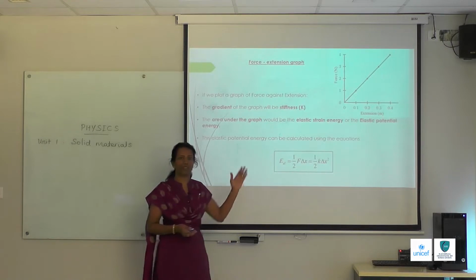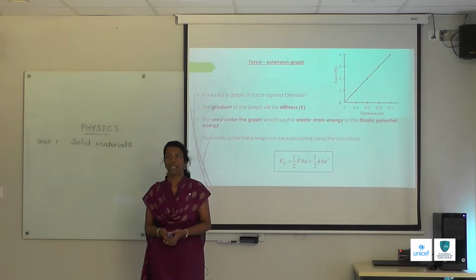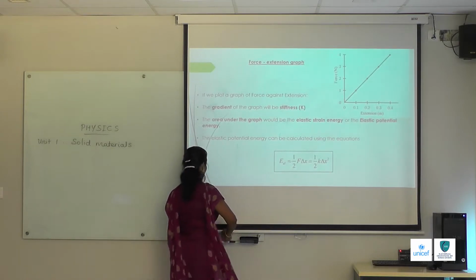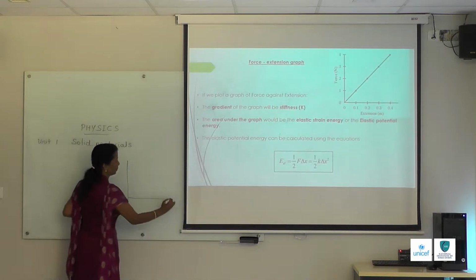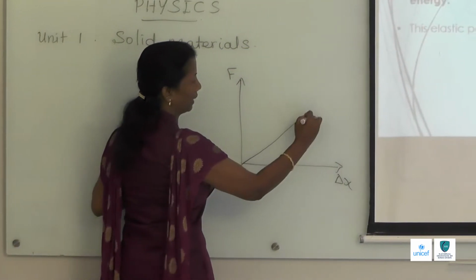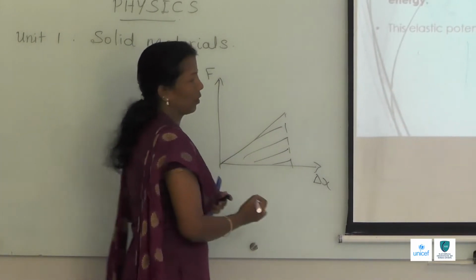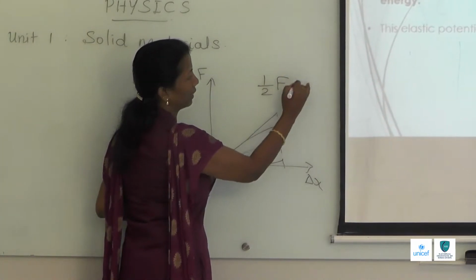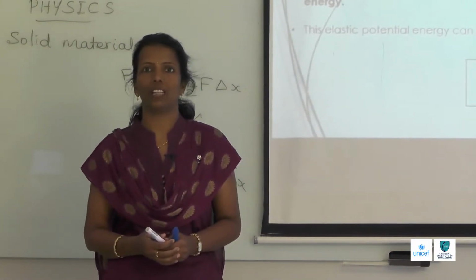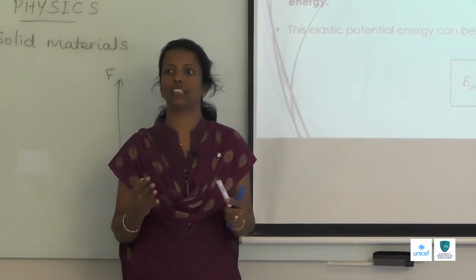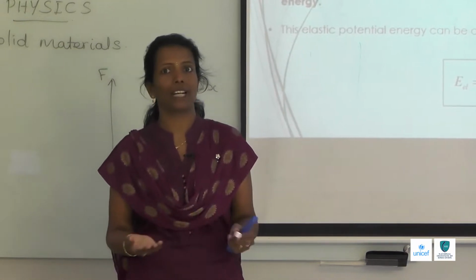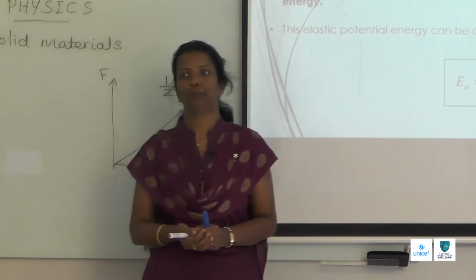Then what's the significance of the area under the graph? For force against extension, a straight line, the area under the graph is a triangle. So it is half F into delta x. This half F into delta x is what we call the elastic strain energy, or the energy stored in the material. It has the SI unit joules. You can even express this in Newton meter.